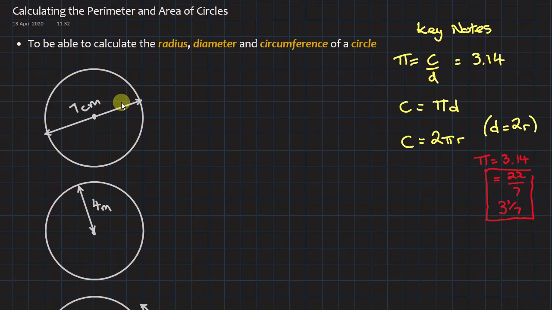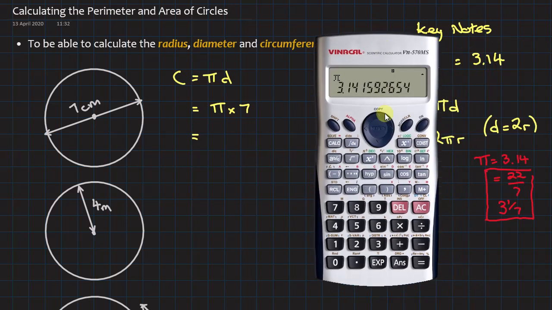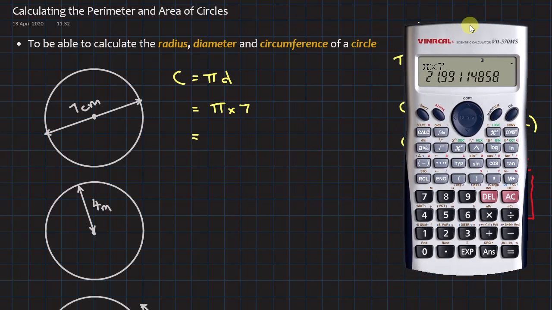So I want to know the circumference of this circle, and we use our formula. Circumference is pi times diameter. Put in the numbers we know. Well, I know this is a diameter which is 7, so I don't need to do any conversions for it. So the circumference is pi times 7. And if I type that into my calculator, shift pi times 7, and we get an accurate answer of 21.99 centimeters.